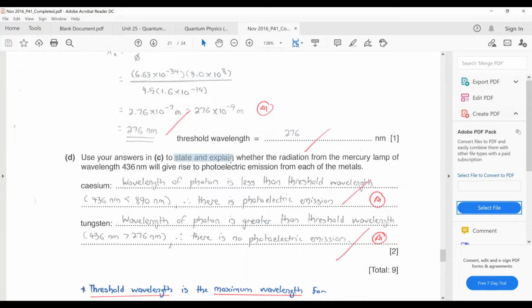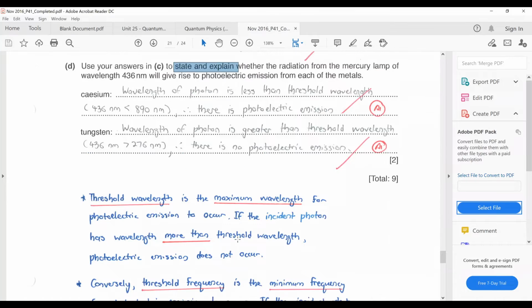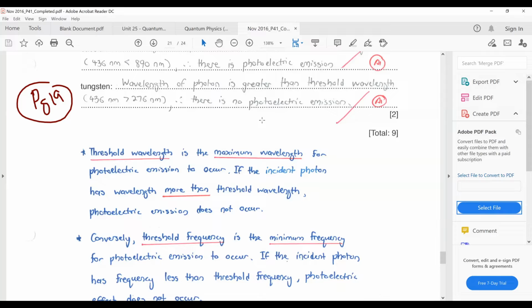So this one is a state and explain question. You need to explain why there is no photoelectric emission, and why there is photoelectric emission, by comparing the values of your wavelength with your threshold wavelength. Okay, so this part is done. If you're okay with that, you can go on to page 19 later on.